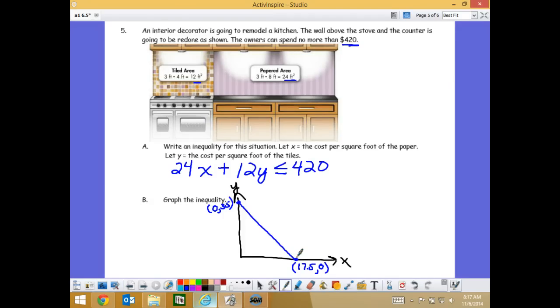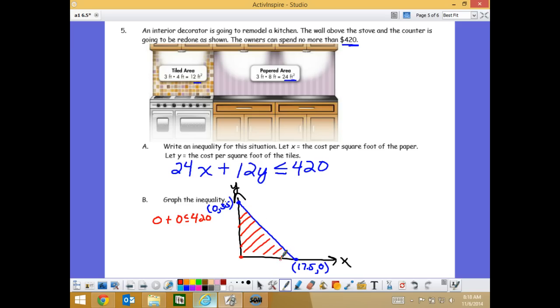And for the shaded region, again, we can pick the point 0, 0. If 0, 0 makes this true, we would shade here, in this little triangle here, because it doesn't make sense to have a negative cost. That's why we're only looking at the first quadrant. If 0, 0 makes that inequality false, then we'll be shading up here. So, to plug in 0 and 0, is 0 plus 0 less than or equal to 420? Yes. So our shaded region is down here.